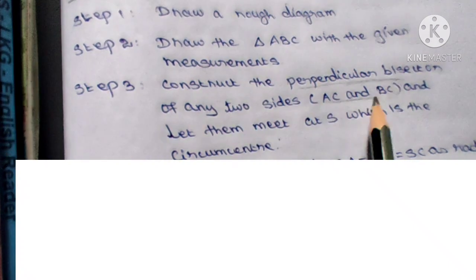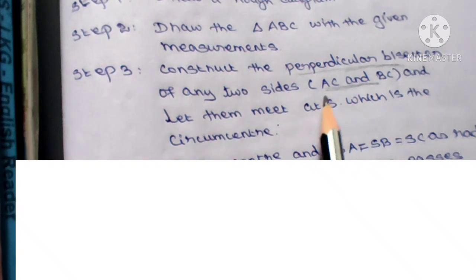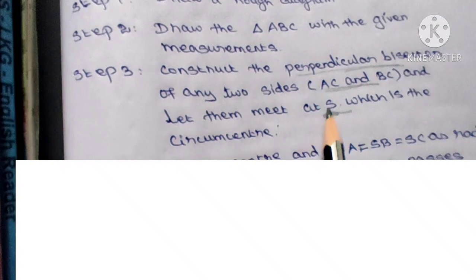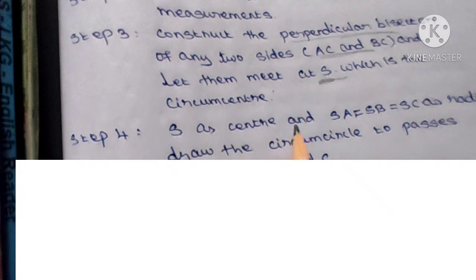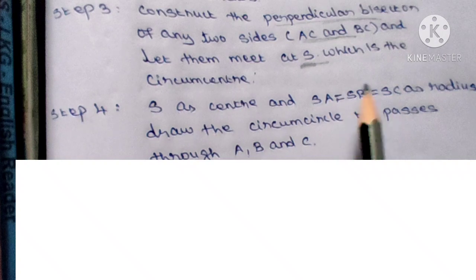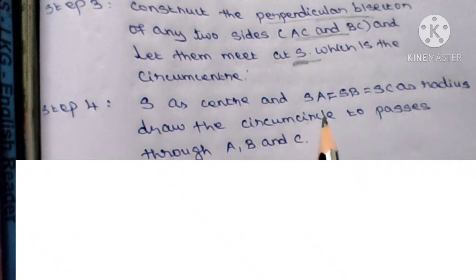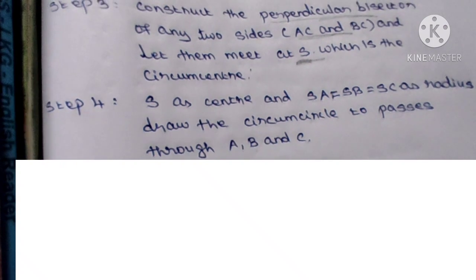I will select AC and BC sides. Let them meet at S. The two perpendicular bisectors are intersecting at one point. That point is S. That S is the circumcenter. Then step 4. With S as center and SA, SB, SC as radius, all the radius values are equal. So using that radius, draw the circumcircle. The circumcircle passes through A, B and C. Step 5. Circumradius. You find out the measure using the diagram.